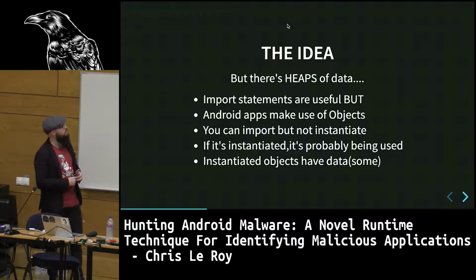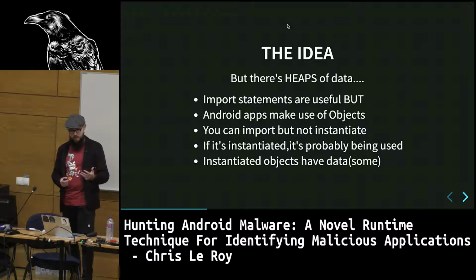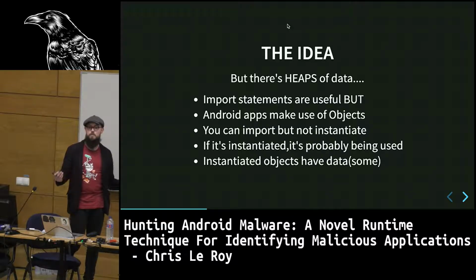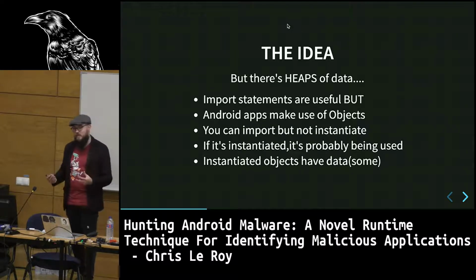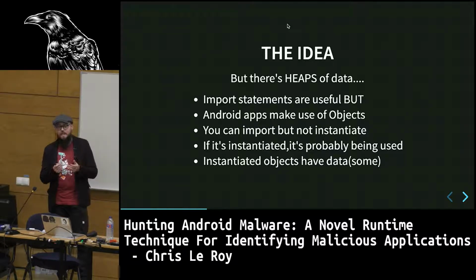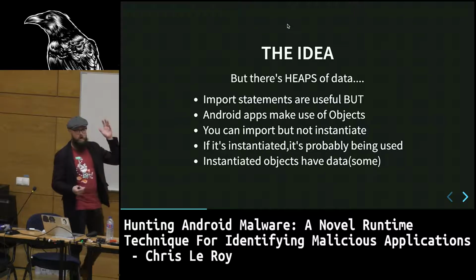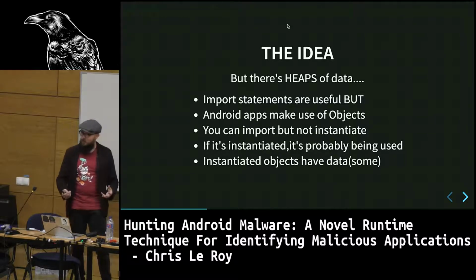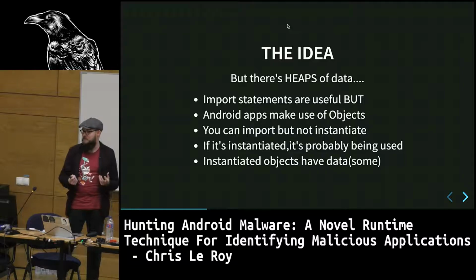And I thought, well, when I'm looking, import statements are useful, but what's even better is that Android apps make use of objects. You can import a class to create an object, but you may not necessarily instantiate it. But when it comes to objects, if it's been instantiated, it means that it's probably being used. Unless they're a really terrible dev, like me, if someone's typing out object X equals new object, they're probably going to use it. If they're not, well, maybe they should consider an alternate career path. But instantiated objects are a lot of fun because they have data. When something is sitting in an object, it's there for a reason. And when actions need to be performed, it's a great way to look at what it's doing.